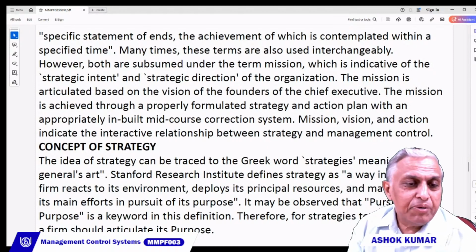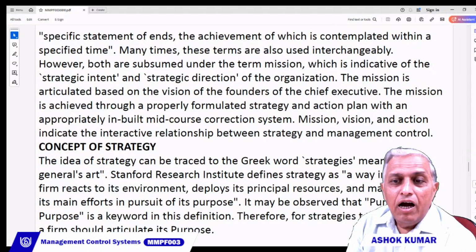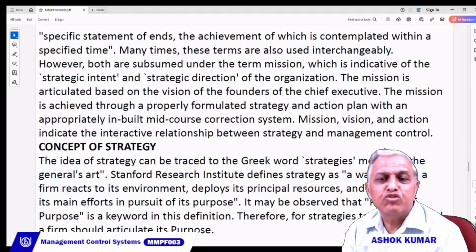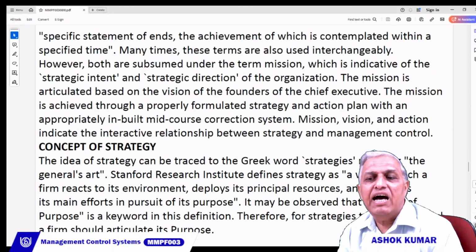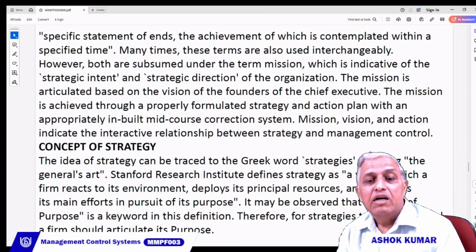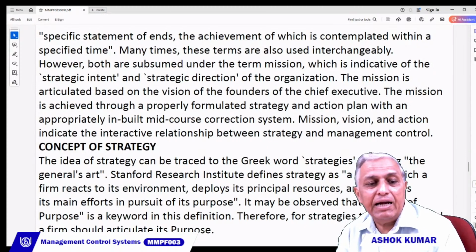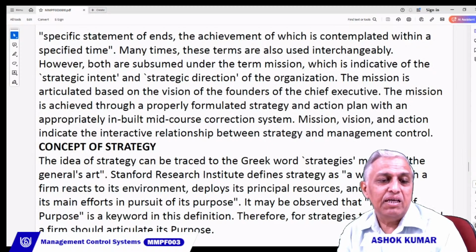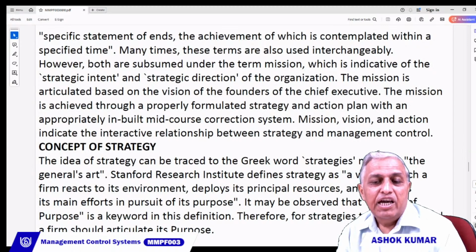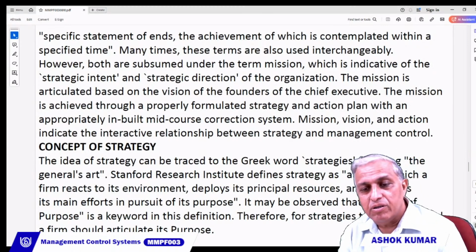Now, what is the concept of strategy, friends? Once again, strategy means the general's art. Stanford Research Institute defines strategy as a way in which a firm reacts to its environment, deploys its principal resources, and marshals its main effort in pursuit of its purpose. It may be observed that pursuit of purpose is a key word of this definition.